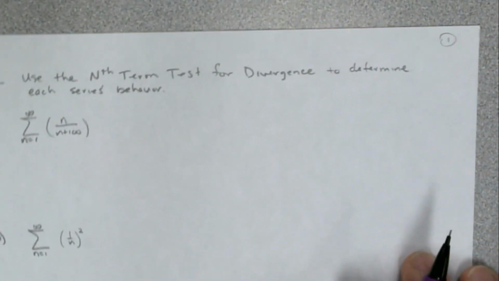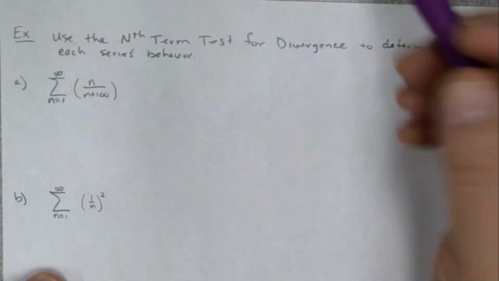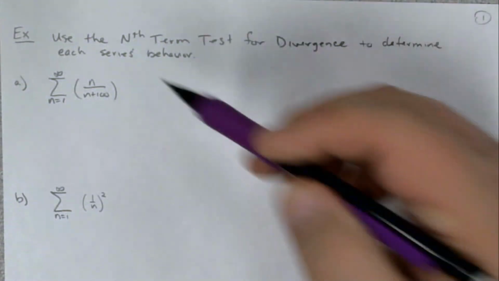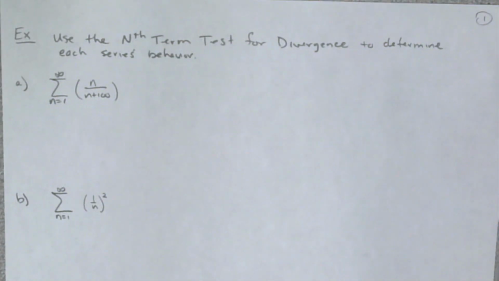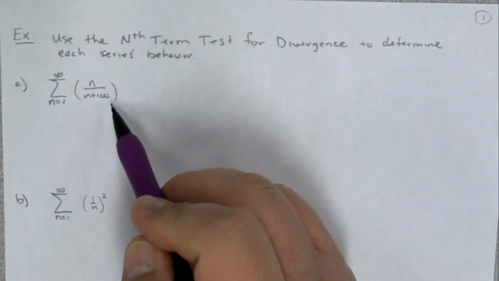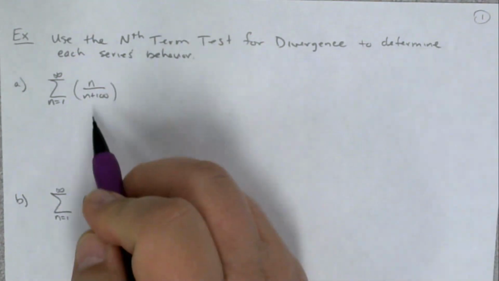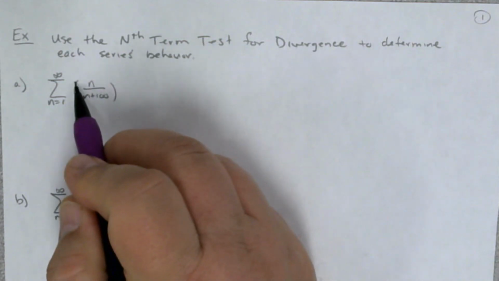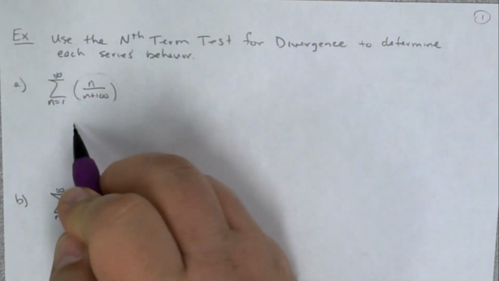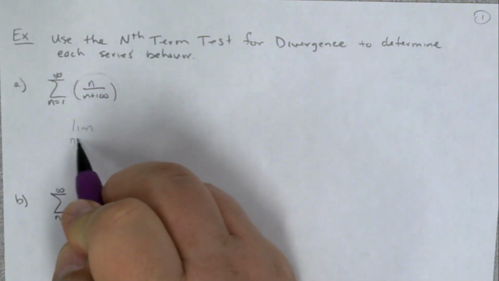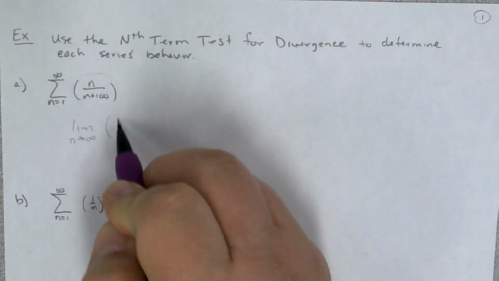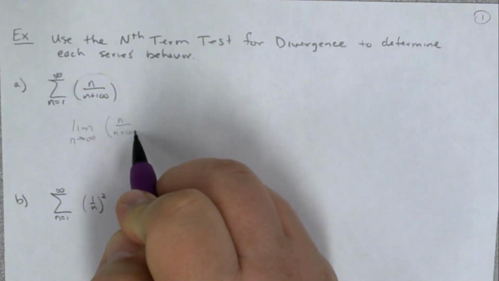Let's take a look at some things. I have some examples here. Not too many of them, but here they are. Use the nth term test for divergence to determine each series behavior. So what's going on here? Okay, so the nth term test says I take this term, take the limit of it as n goes to infinity of n over n plus 100.